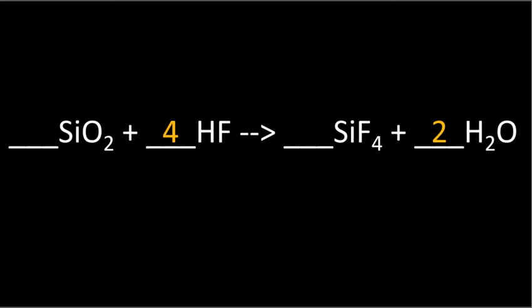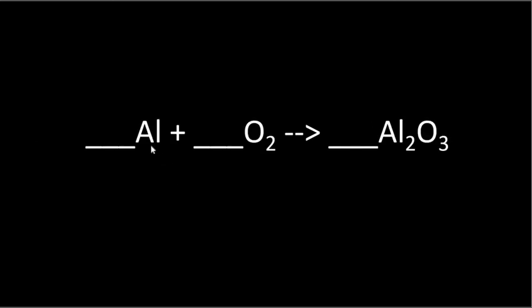Okay, next example. I start out with aluminum. There's 1. Over here there is 2, so you come back and multiply this by 2. Now, I go to my oxygen. There are 2 here and 3 here.